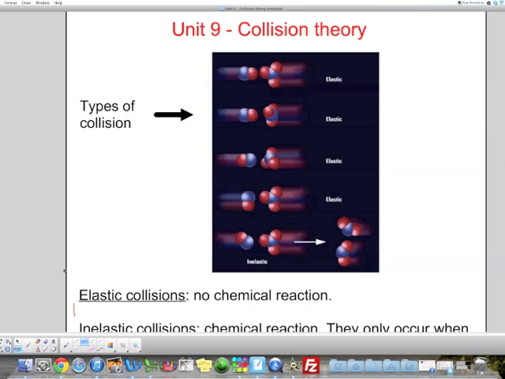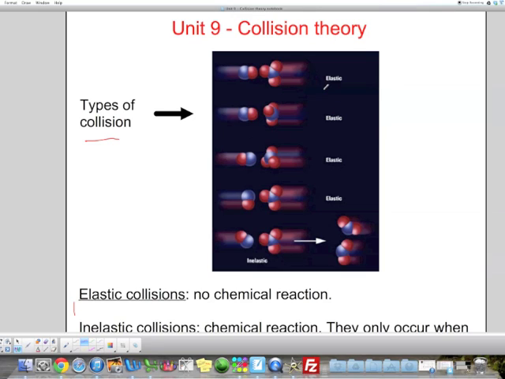So first, there are two types of collisions, illustrated here. We have elastic collisions, and we have inelastic collisions. Now, as you see in the drawing, elastic collisions basically don't yield a reaction. Your particles are just going to bump into each other, but they're going to go back in different directions unchanged. In order to have an actual change, an actual reaction, you need an inelastic collision. That will then create an actual chemical reaction and will create products.